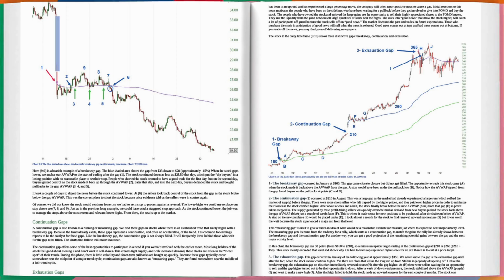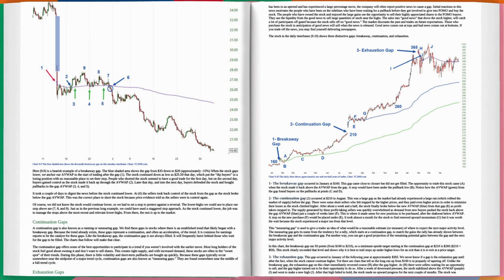Because these gaps typically occur somewhere near the midpoint of a major trend cycle, continuation gaps are also known as measuring gaps. They are found somewhere near the middle of a full trend cycle. Exhaustion gaps occur near the end of a major trend. The stock will reverse the direction of the gap and close at the extreme lower end.